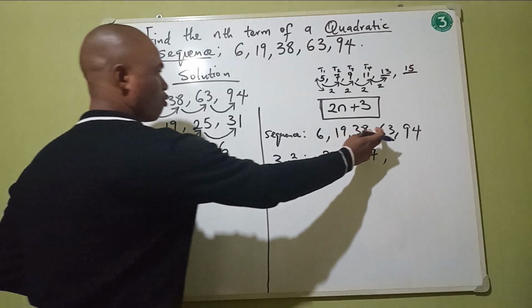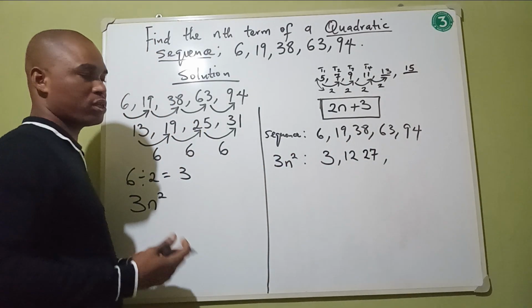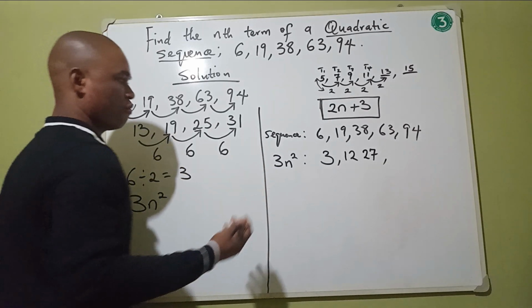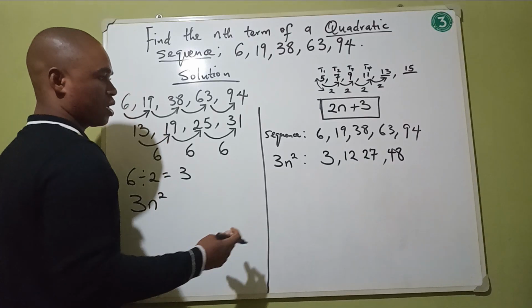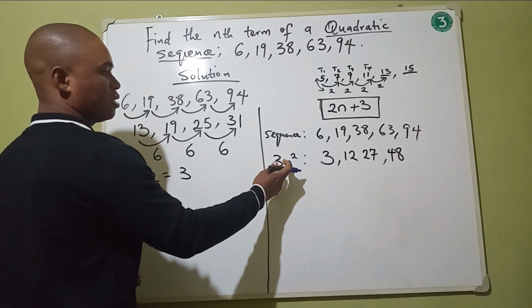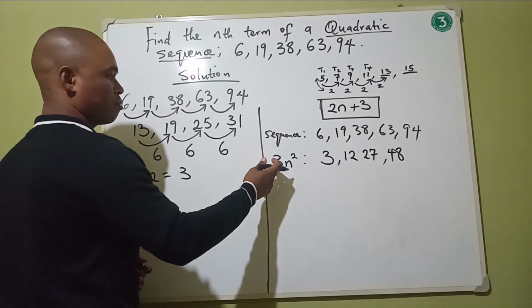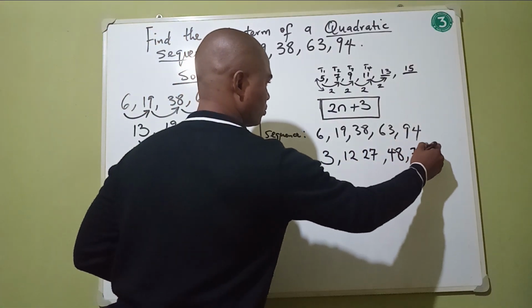Now, the fourth term there, that will be 4. 4 raised to power 2 will be what? 4 times 4, that will be 16. 16 times 3 will give me what? 48. And the last one, the fifth term, if I substitute 5 here, that will be 5 times 5 will give me 25. 25 times 3 will give me what? 75. So I'm going to have 75 here.